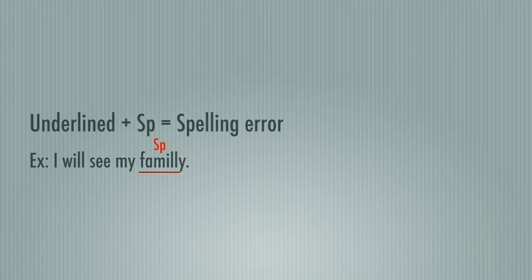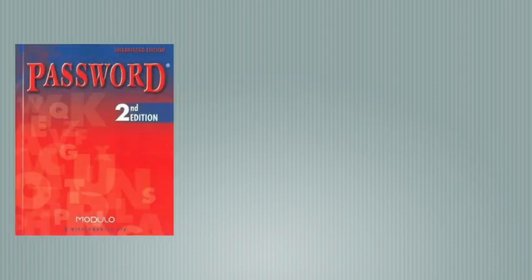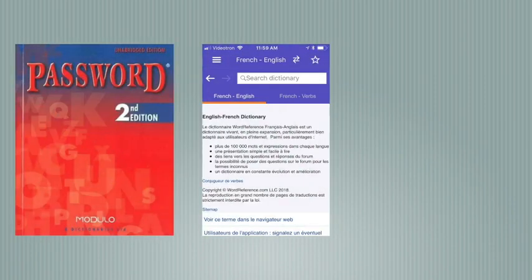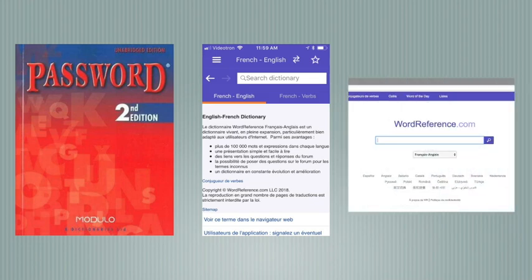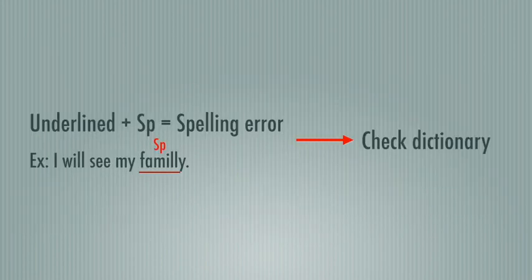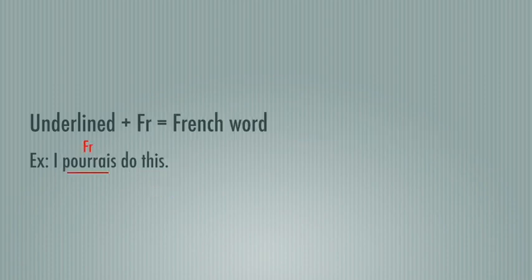So first of all, if it's underlined with an SP, it's a spelling error. It means that you did not write that word correctly. So what you have to do, simple, check your dictionary. So you have the choice. In class, you can use the password. If you want, you can use the WordReference app or the website. Okay, so as long as you go check, you should not have a problem. So in this instance, "I will see my familly" is a mistake because family in English takes one L.